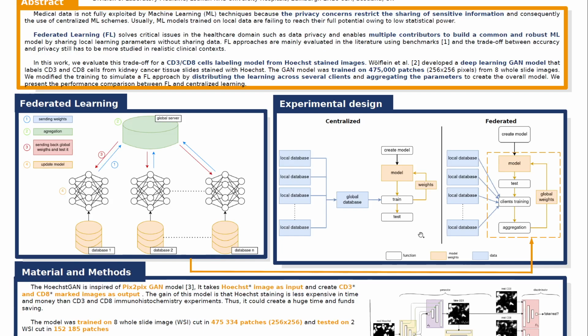Every database is separated, and so we create the model. We do not test it in the first round, but then after every round we will test it. We train every client. Then when each client is trained, they send the parameters to the server to do the aggregation. Then the server sends back the global weights to the models, and we loop like that.